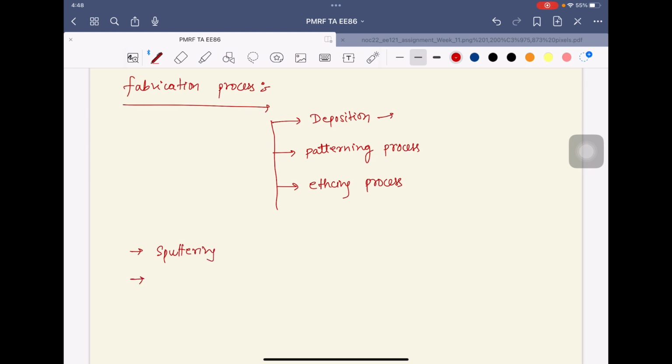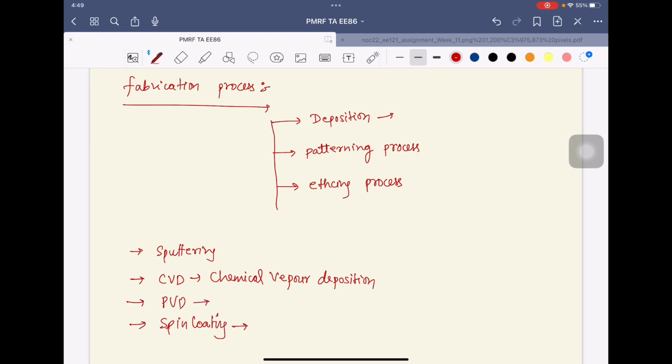Number 2, it is given like CVD methods, that is called chemical vapor deposition, and PVDs are also there. Some spin coating, a very common method.